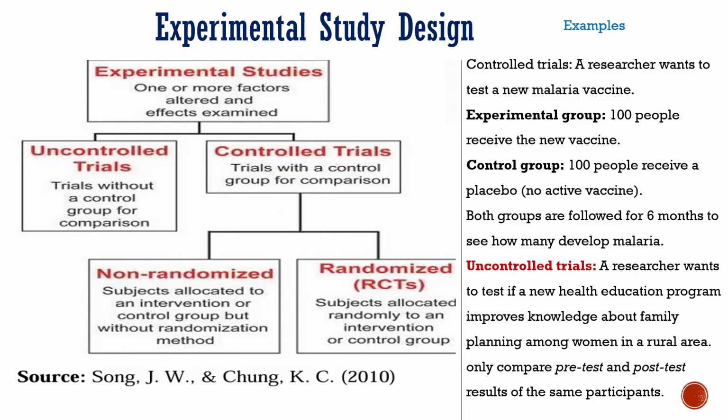So how do you check results for uncontrolled trials? How do you check if your intervention is actually working? You can compare pre-test and post-test results. Before you teach, you carry out a test. After you teach them about family planning, you carry out a post-test to check if what you taught has been assimilated by them. I hope you understand everything about this experimental design.